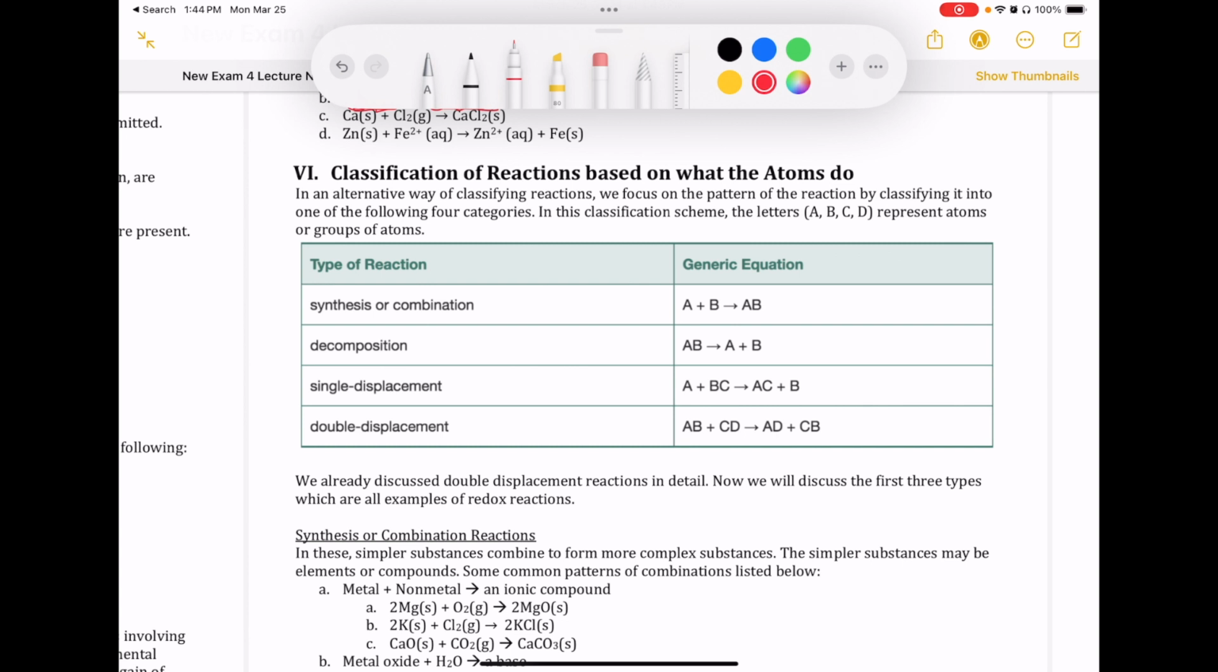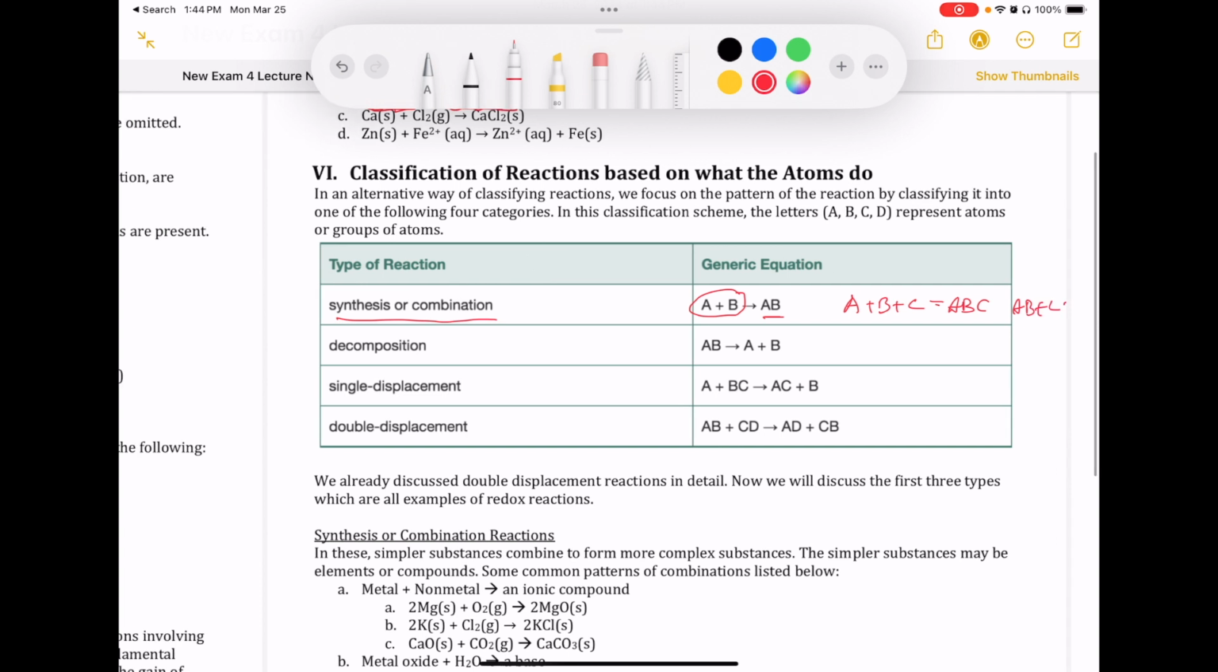To some extent, double displacement is also used here, but there are other ones that you'll see listed right here. One of them is called synthesis or combination, and that means you're combining two things or three things together to make just one thing. That's the pattern right there: A plus B, two different things becoming one compound. It could also be A plus B plus C goes to ABC. It could also be AB plus C goes to ABC. There are many different ways you can do combination, as long as you're starting from more stuff and going to fewer stuff. That's basically a combination reaction.